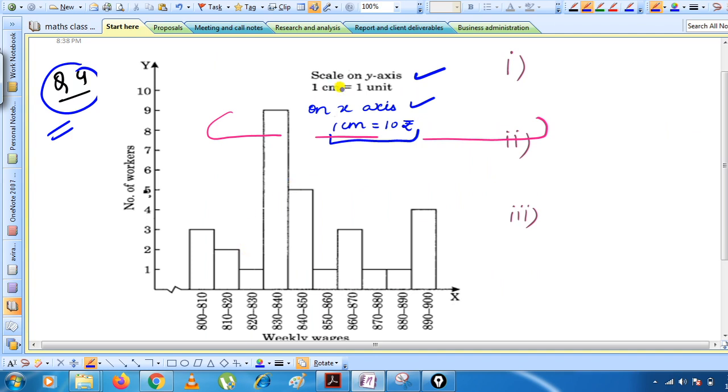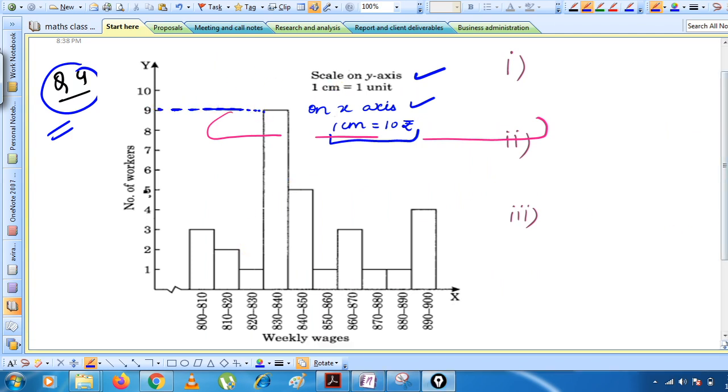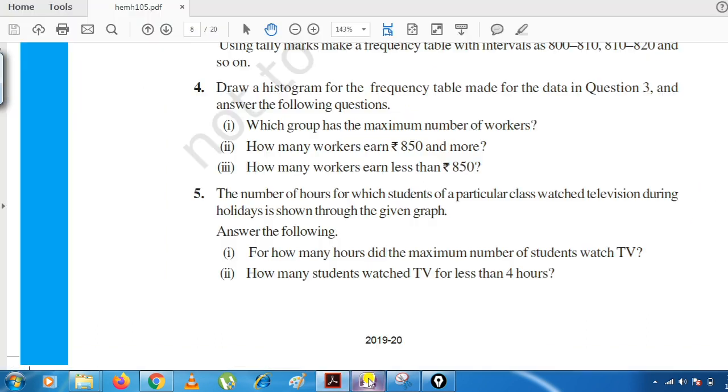Maximum number of workers means you look here. See, the maximum number of workers you are getting here is 9, and 9 workers is for which class interval? It is 830 to 840. So the answer of the first part is 830 to 840. Right, after that look at the second question.